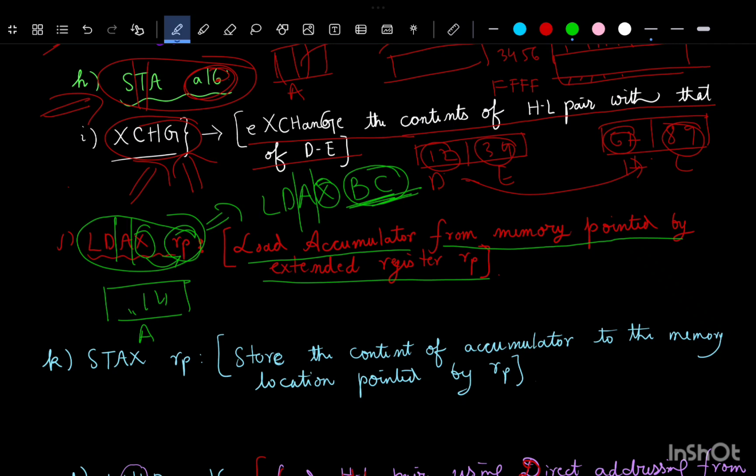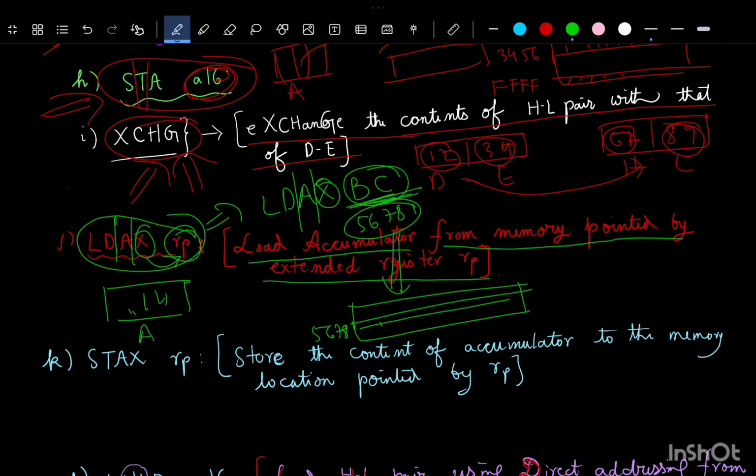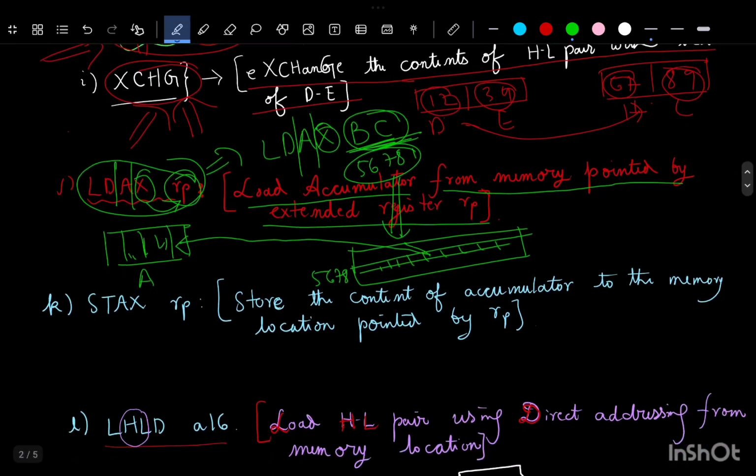So for example, say BC contains 5678 as the data. If this is the case, we will go to the memory address 5678, and from that memory address the content is extracted and loaded into the accumulator. Great. And this is how this instruction works.